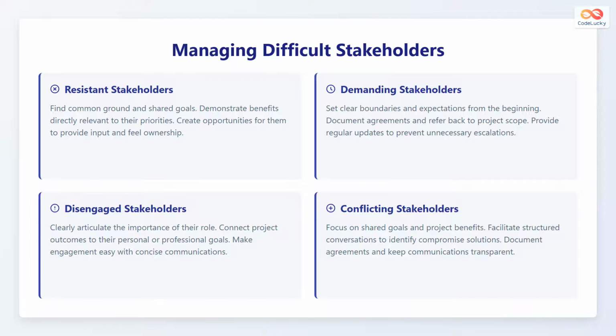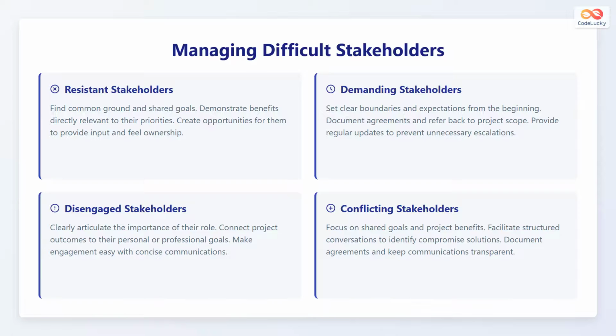Sometimes, you will encounter difficult stakeholders, and here are some strategies for managing them. For resistant stakeholders, find common ground and shared goals, demonstrate benefits directly relevant to their priorities, and create opportunities for them to provide input and feel ownership. For demanding stakeholders, set clear boundaries and expectations from the beginning, document agreements and refer back to project scope, and provide regular updates to prevent unnecessary escalations.